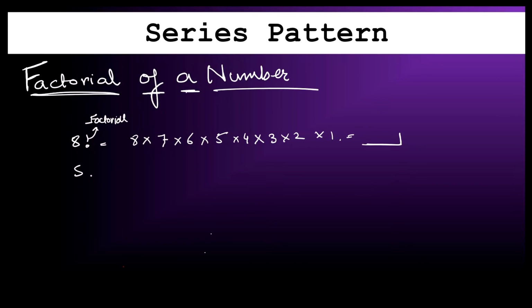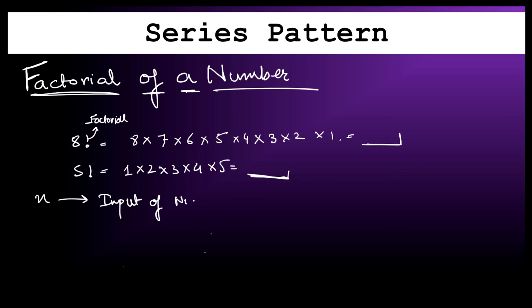Similarly, if there is factorial of 5, it will be 1, 2, 3, 4, 5. It can come backward also, it can come from the front also, but the thing is the same. Okay, so how do we do this? In the first case, we have to ask a number, what is n, which is the user input. N is input of number to find factorial.